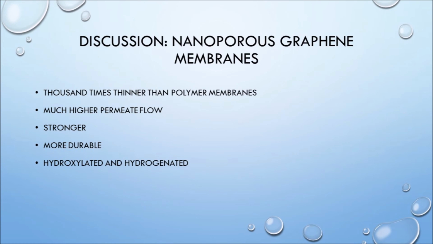There are also different types of graphene membranes, mainly hydrogenated and hydroxylated pores. Hydrogenated pores give a much higher salt rejection than hydroxylated pores, but they do not have as high of a permeability, meaning less water moves through them. Hydroxylated pores are the opposite, because they allow for higher permeate flux through the membrane, but have a lower salt rejection.